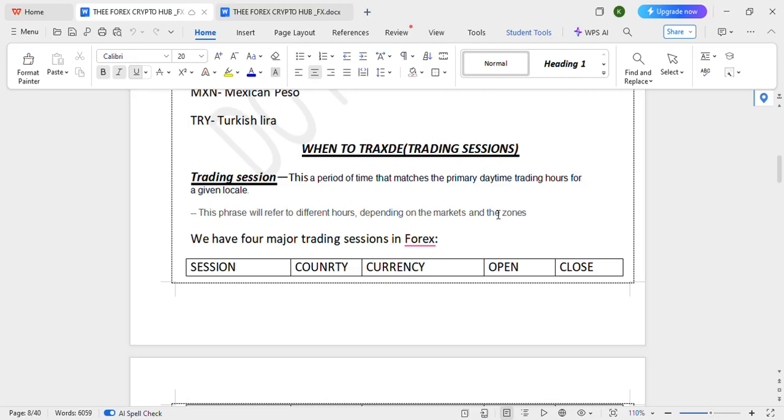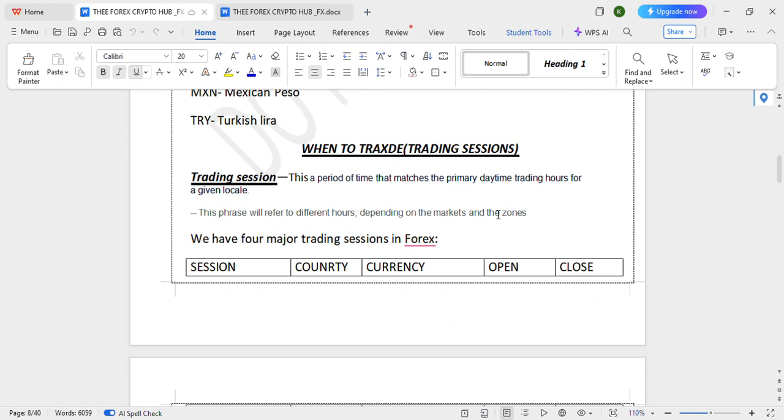Trading session. This is a period of time that matches the primary daytime trading hours for a given locality or a given place. So, in simple terms, trading sessions, this is the time when banks in a particular country open and close. Let's take an example in our country in Kenya. Banks open at 8 a.m. and close at 4 p.m.